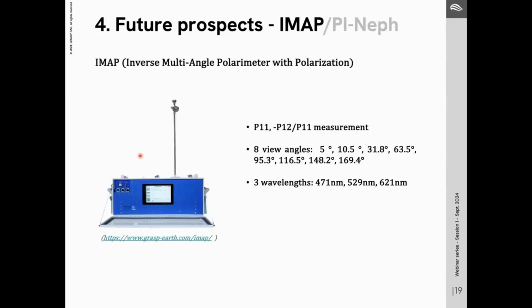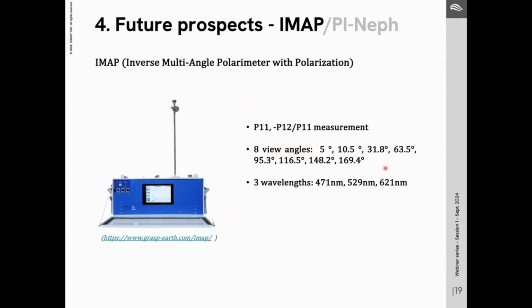So apart from the application with the integrated nephelometer that I just introduced, we are also looking forward to applying this new approach to other instruments. Because as Rich has introduced, AirPhoton has designed other types of nephelometer. For example, the IMAP. The IMAP measures the elements of the scattering phase matrix P11 and P12 with 8 different viewing angles from 5 degrees to 170 degrees, and it also operates at 3 different wavelengths.